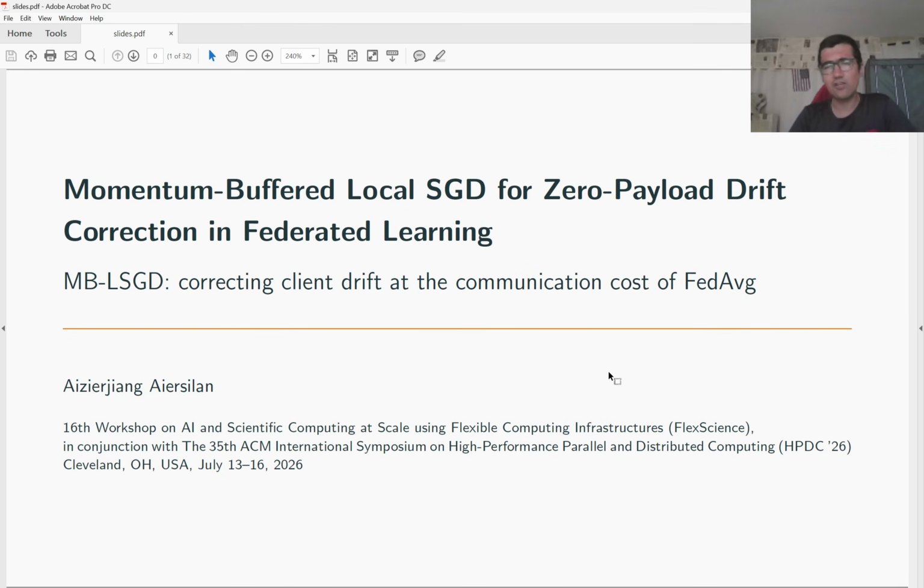Today I'd like to talk about a very practical tension in federated learning. The methods that fix its biggest statistical problem tend to double its biggest system cost. Our work, which we call MB-LSGD, Momentum Buffered Local Stochastic Gradient Descent, asks whether that trade is really necessary. We correct client drift while sending exactly the same bytes per round as plain FedAvg. Let me show you how.